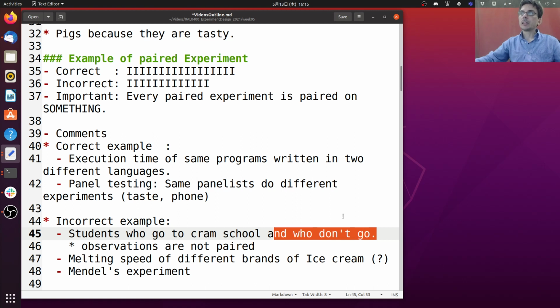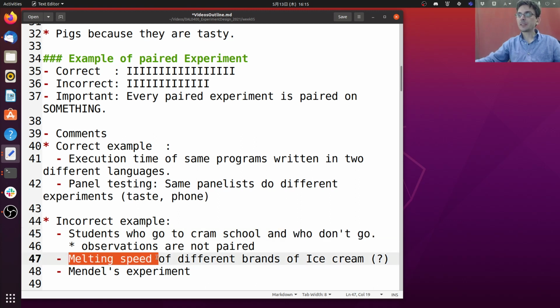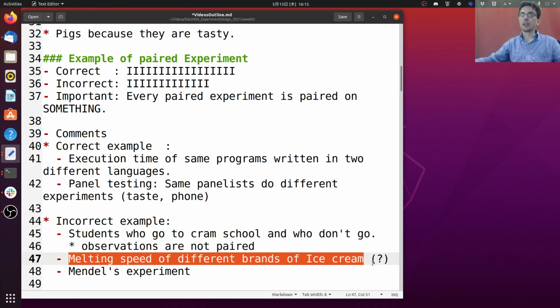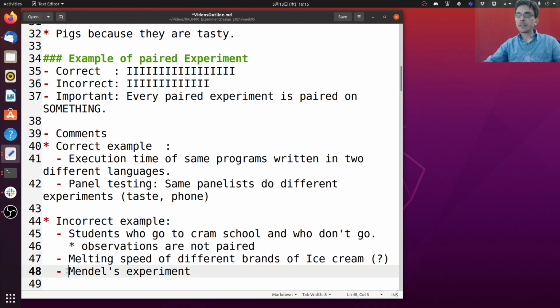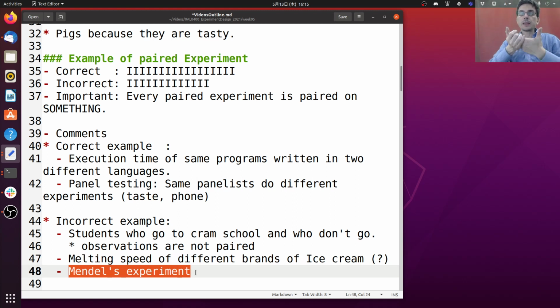But that's the thing. If you cannot explain what is the link between the observations, it's hard to say what's the pairing. One person said, oh, I want an experiment that is the melting speed of different brands of ice cream. Okay, but what is the link? What is the pair? Okay, the idea of a paired experiment is that you have an explicit, a clear pair, an explicit pair. Okay, another student said Mendel's experiment, and again, of course, yes, Mendel did many famous experiments, but if you don't say what was the pairing, what was the link between the observations, how can you know if the experiment is a paired experiment or not a paired experiment? Okay?